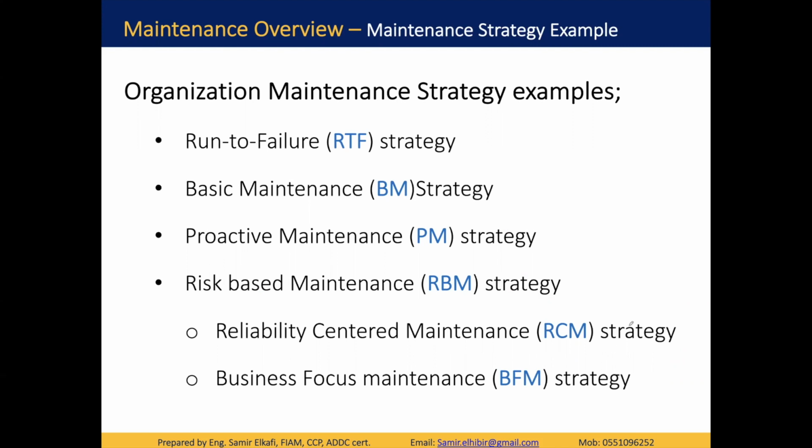Okay, let's see, for example, the first one, run to fail strategy. When I say run to fail, what does it mean? It means let the asset work till it fails. I will not do any PPM, I will not do any corrective, I will not do anything. If it's not failing, I'm not going to do any type of maintenance for this asset.